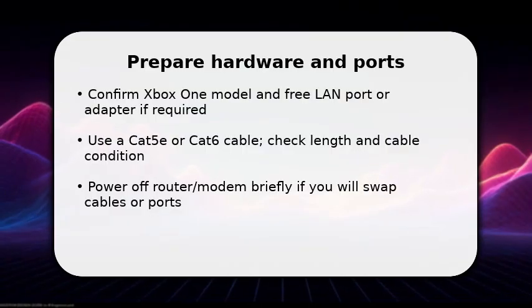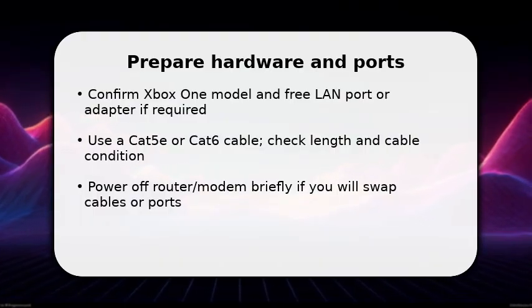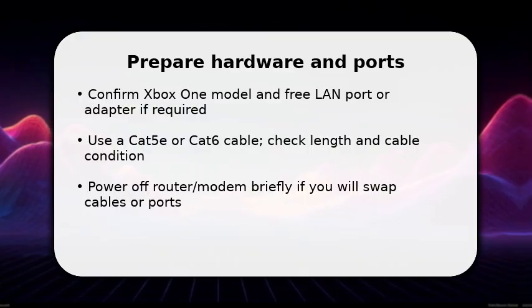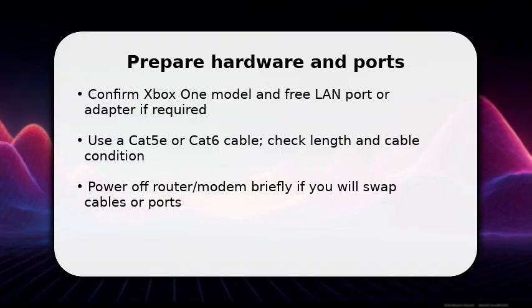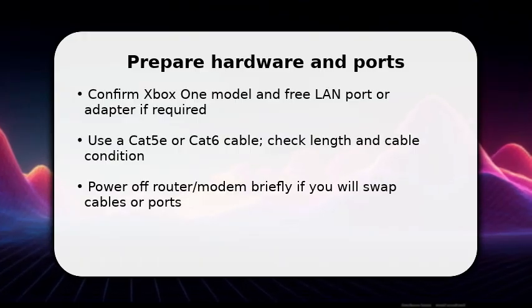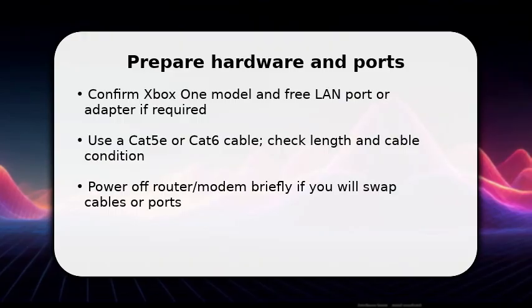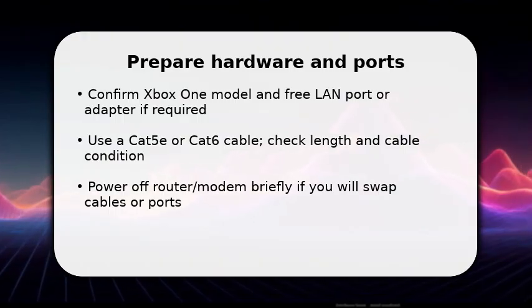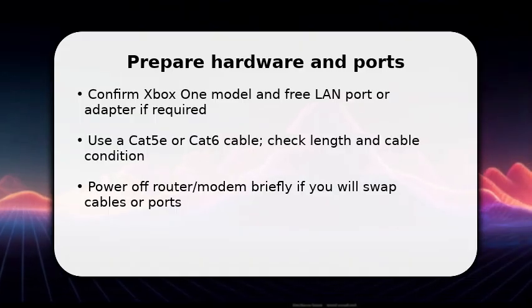You start by confirming the exact Xbox One model and locating the Ethernet port on the back. That ensures you know whether you need an adapter. Next, pick a Cat5e or Cat6 LAN cable and inspect both ends for damage so you avoid intermittent drops. Once you have the cable, power down or pause heavy network use on your router for a quick port swap. This reduces DHCP conflicts and speeds the initial connection process.